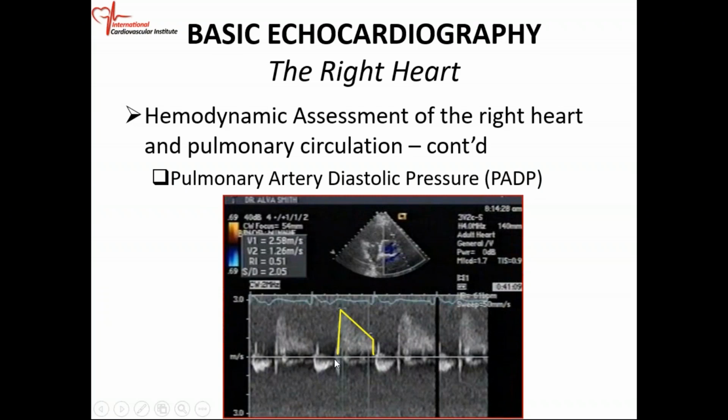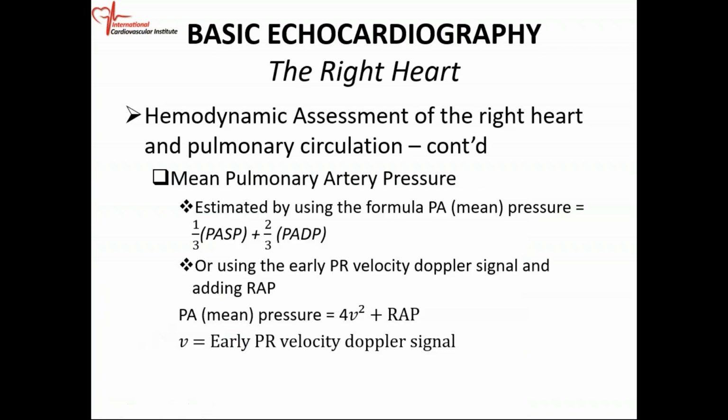So this is the Doppler signal across when you have a PI. You have one velocity there, another velocity there. We're going to use the end diastolic velocity. We're going to square it, multiply by 4, and that's the gradient we're talking about. You also have an early pulmonary regurgitation velocity. We're not talking about that one.